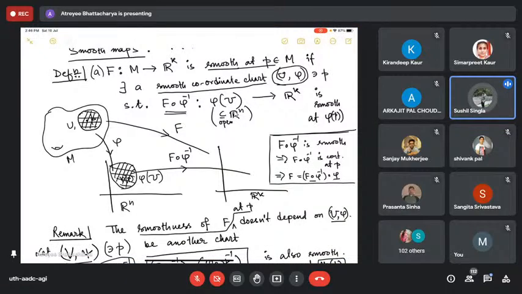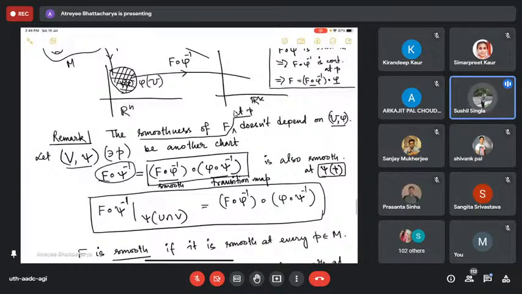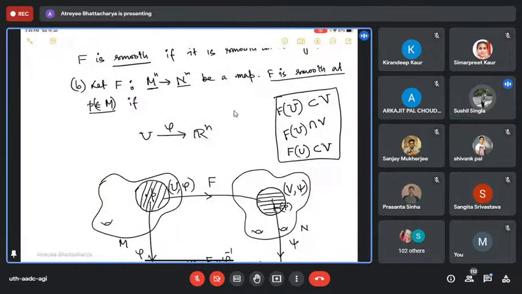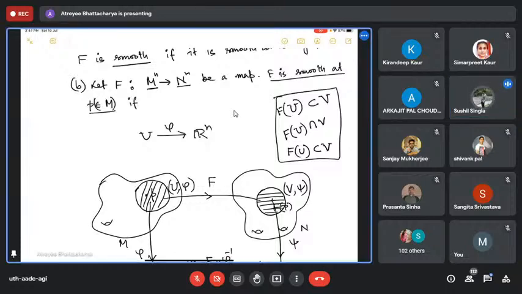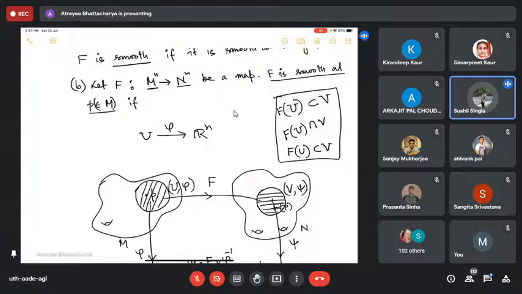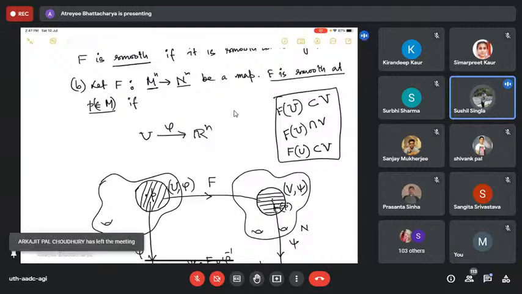Ma'am, but in the second definition between the two manifolds, they still are taking continuity in the definition of the smoothness. This is a good question, but yeah, I will give you the answer. In the first one, it's clear that the smooth map is continuous automatically. For the second case, we are pursuing this.